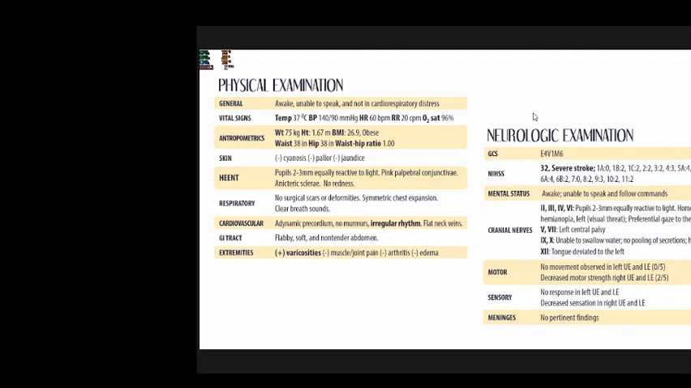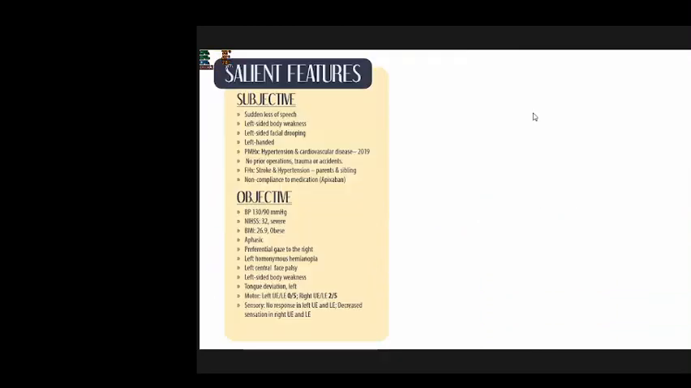For the motor, the left upper and lower extremities is 0 over 5. There is a decreased motor strength in the right upper and lower extremities, which is 2 over 5. For the sensory, no response in the left upper and lower extremities, and there is a decreased sensation in the right upper and lower extremities. For the meninges, there were no pertinent findings. So these are the salient features of my patient.